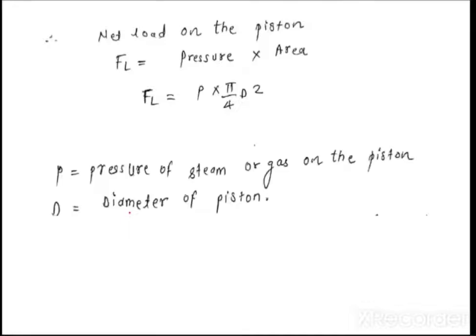And next, we can calculate the net load on the piston, FL. So you have two formulas. You can either calculate FL like this: FL is equal to P1 A1 minus P2 A2. Or you can calculate by using this formula, that is FL is equal to pressure into area. At the time of solving a problem, we'll understand how we are modifying this formula.